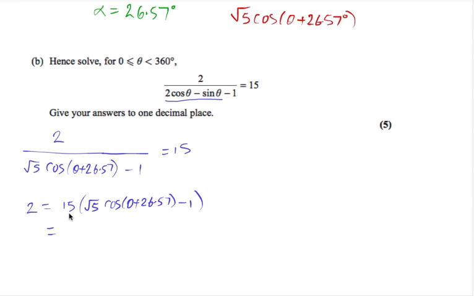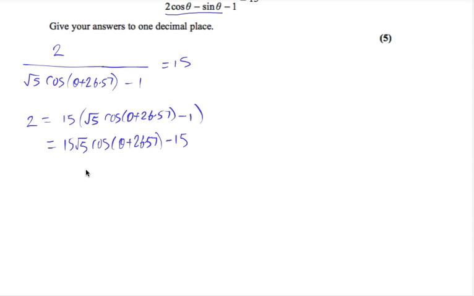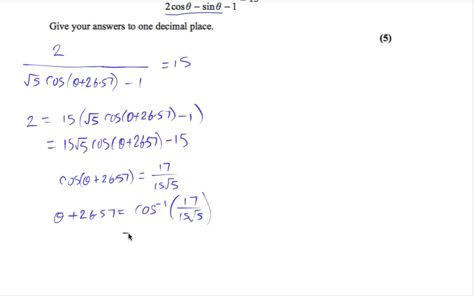Multiplying out the brackets, we have 15 times the first term, minus 15 times minus 1, which is minus 15. We can rearrange by adding 15 to the other side and dividing by 15 root 5. Taking cos to the minus 1 of both sides gives us theta plus 26.57 equals, which equals 59.55.